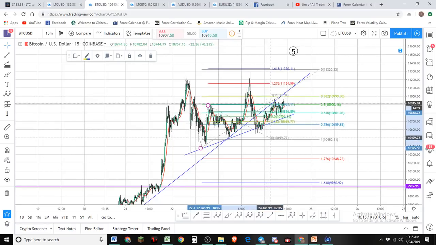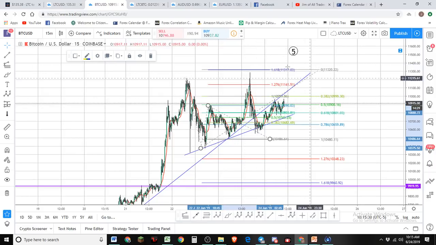Price barely wicked past the 1.276 here. It started to head up to the 1.618, but it didn't quite reach it. The 1.618 is a good landing point for a third wave, but you can see.